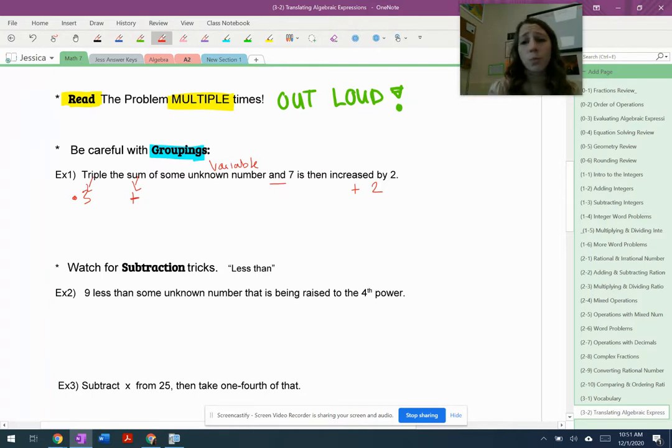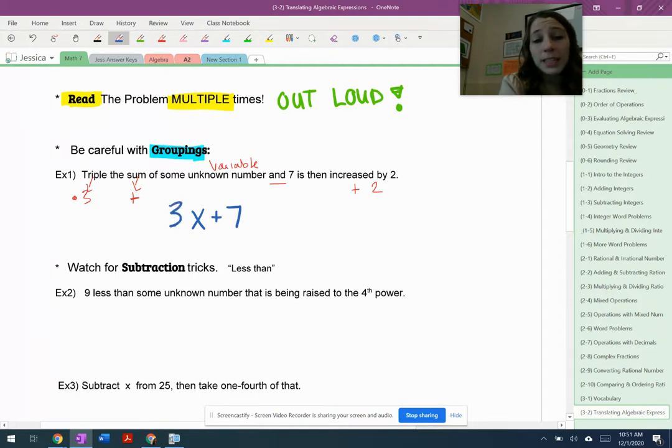So notice, I read this once already, and all I've done is translate some words. So triple the sum. So I'm multiplying 3 by some things that I'm going to add together. So the sum of some unknown number and 7. So that means I'm going to add some unknown number and 7. So x, because that's just what I always use, plus 7. So there's the sum. Now I need to take that and multiply that by 3. So I can't just write 3x because that's only multiplying the 3 by the x and not by the entire x plus 7.